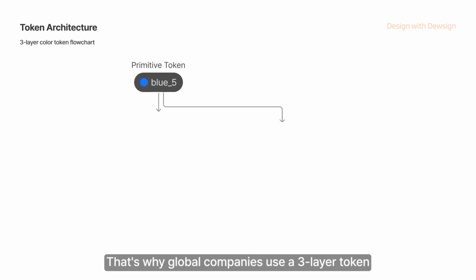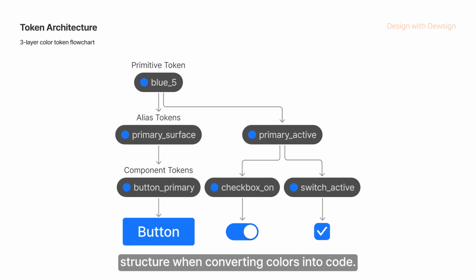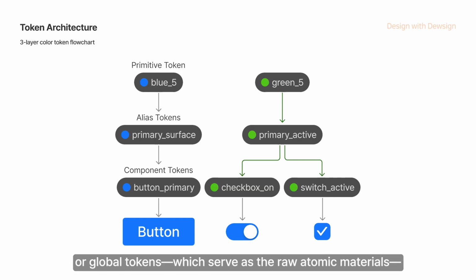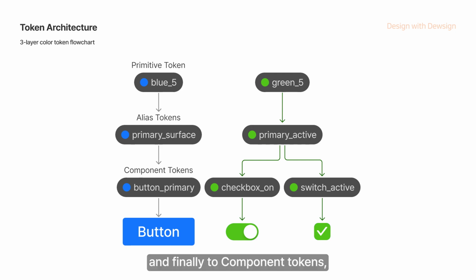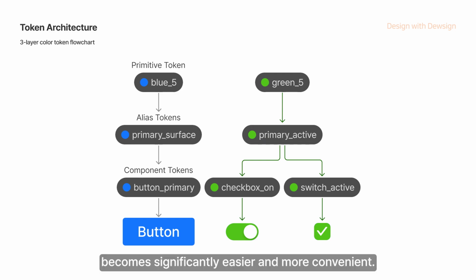That's why global companies use a 3-layer token structure when converting colors into code. They build a framework that flows from primitive or global tokens, which serve as the raw atomic materials, to alias or semantic tokens, which define their roles, and finally to component tokens, which are tied directly to specific UI elements. Once you understand this structure, maintaining a massive service with thousands of components becomes significantly easier and more convenient.